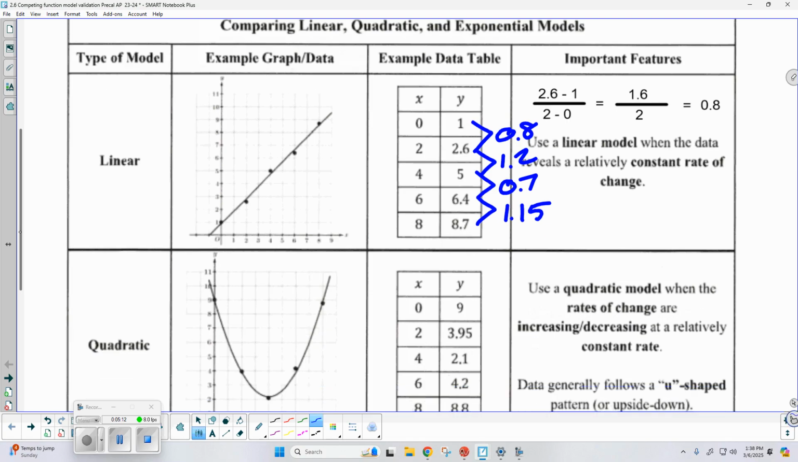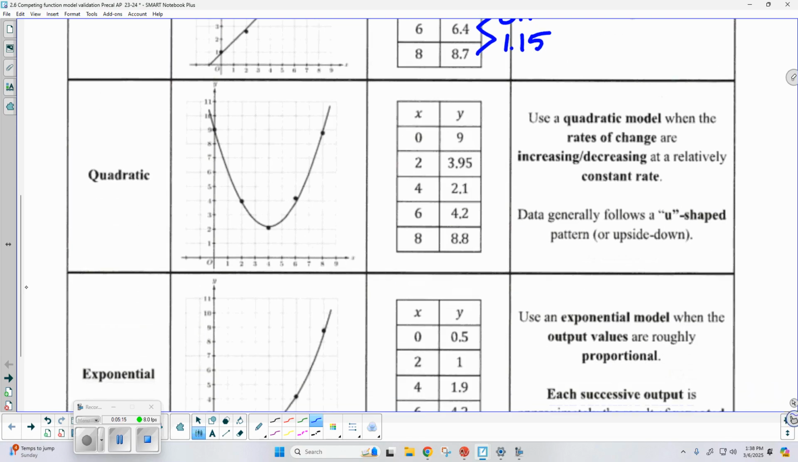Let's scroll on down here. Quadratic. Use a quadratic model when the rates of change are increasing or decreasing at a relatively constant rate. We've seen that before in previous lessons. Now, data generally follows a U-shaped pattern or upside down. What it means is you should be able to somewhat see the symmetry of your y values in the table. So the y values will first decrease and then increase, or they could increase and then decrease.